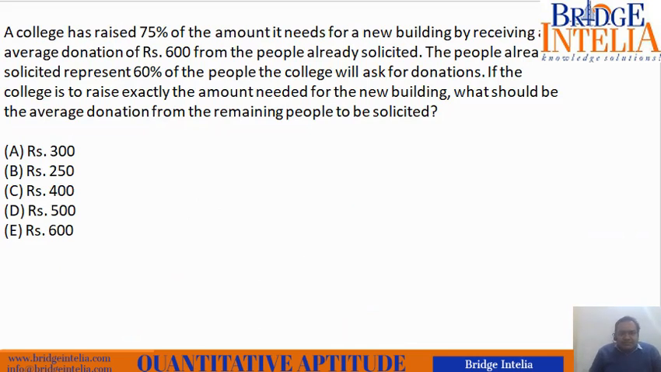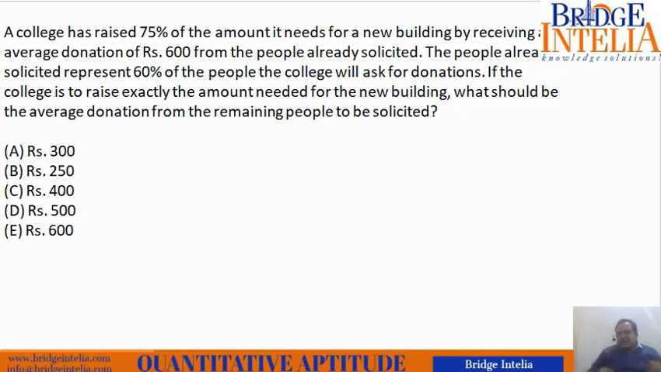Now let's see this one. A college has raised 75% of the amount it needs for the new building by receiving an average donation of rupees 600 from the people already solicited. Solicited means that you have already requested them to please donate. The people already solicited represent 60% of the people the college will ask for donation. If the college is to raise exactly the amount needed for the new building, what should be the average donation from the remaining people to be solicited?